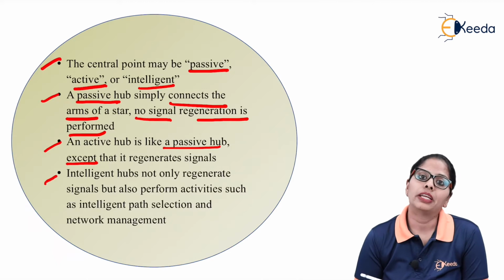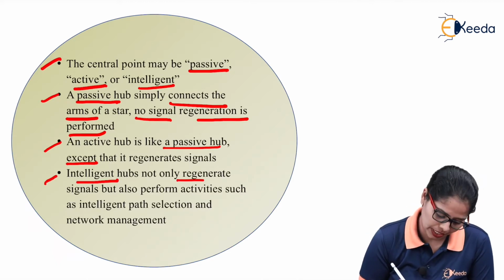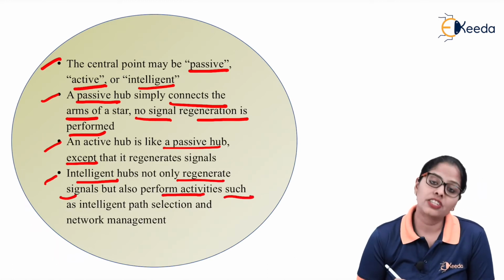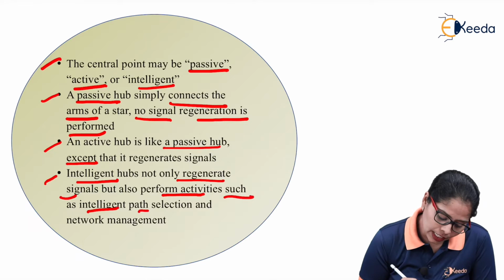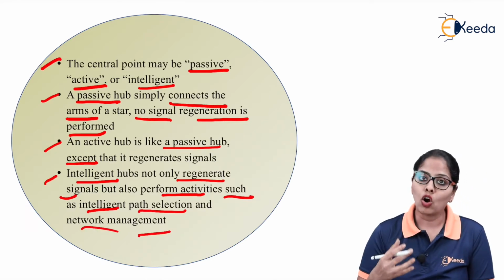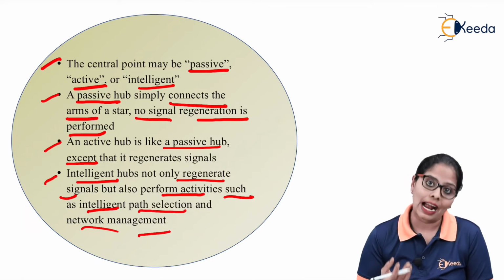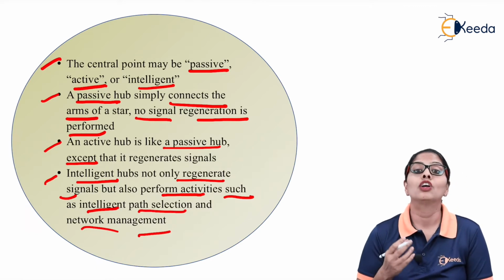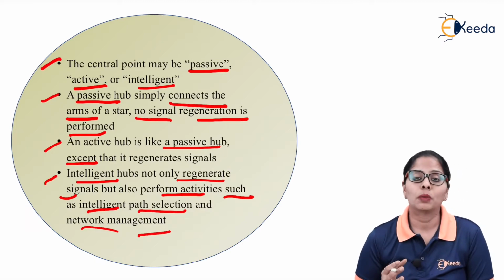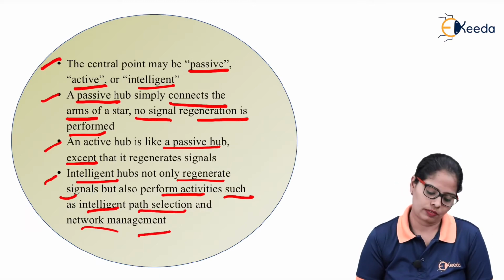Next, what do you mean by the intelligent hub? The intelligent hub not only regenerates the signal, but it also performs activities such as intelligent path selection and network management. So along with the regeneration of the signal, it also does certain additional tasks for finding out or selecting the best path for the device, and network management. That is done by the intelligent hub.